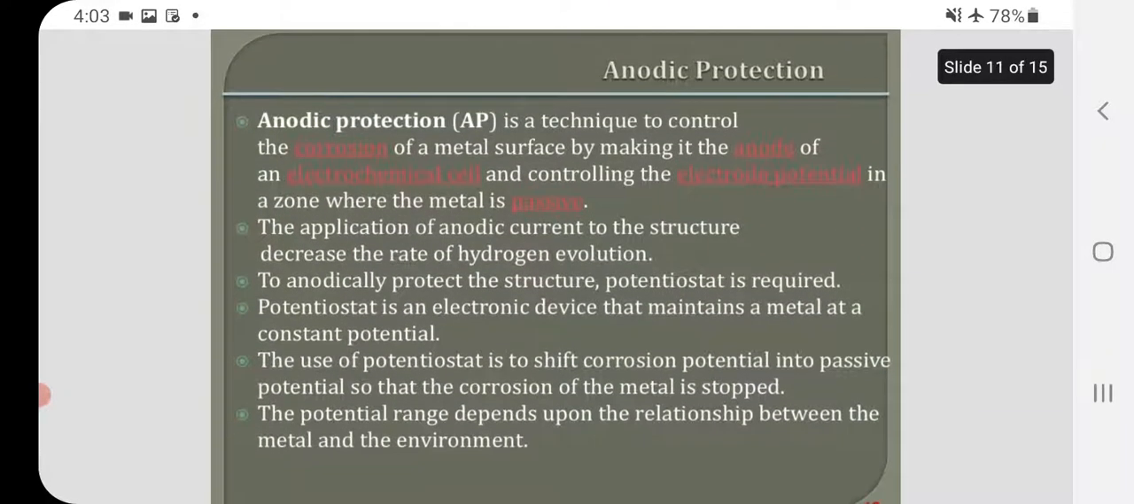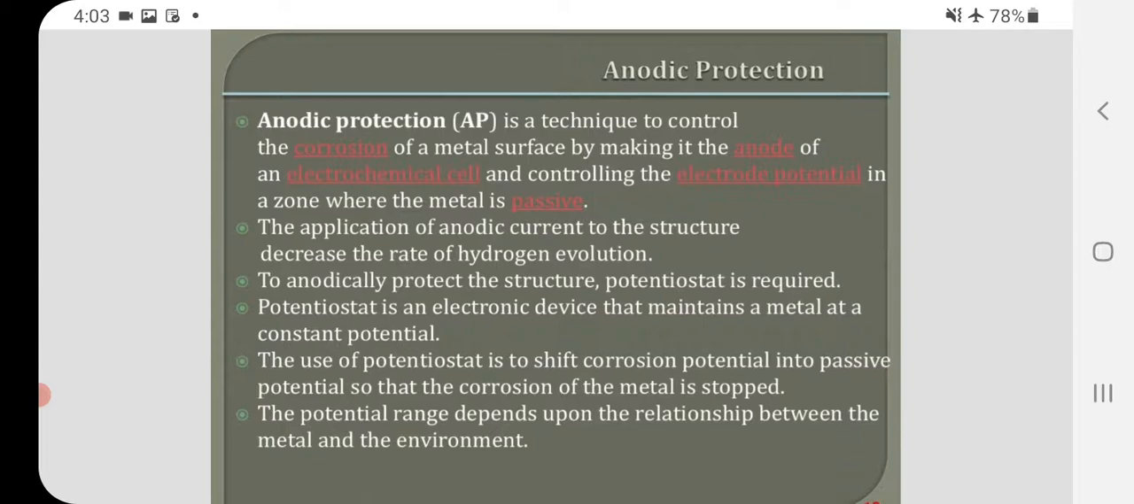Next, anodic protection. Anodic protection is a technique to control the corrosion of a metal surface by making it the anode of an electrochemical cell and controlling the electrode potential in a zone where the metal is passive. The application of anodic current to the structure decreases the rate of hydrogen evolution. To anodically protect the structure, a potentiostat is required.